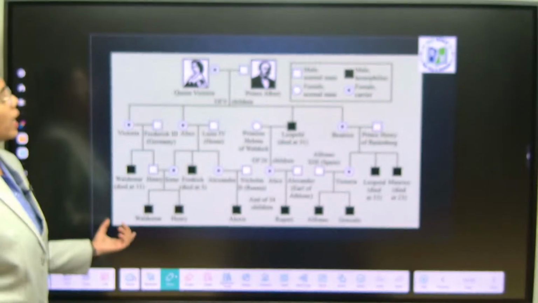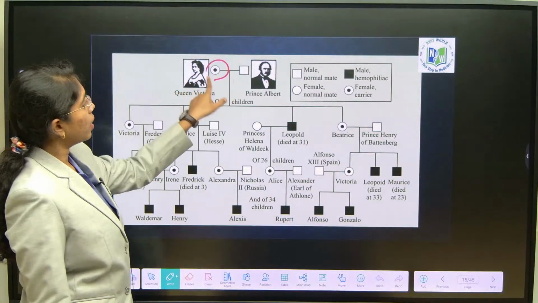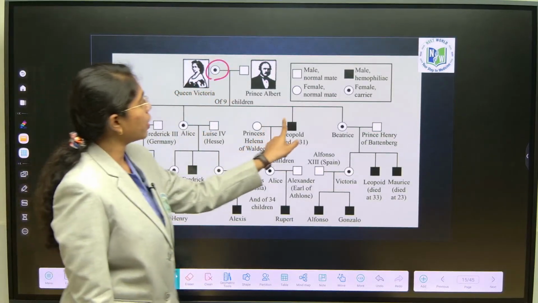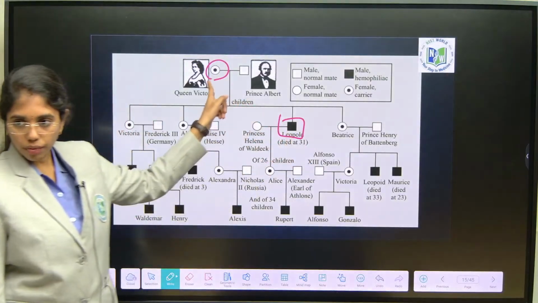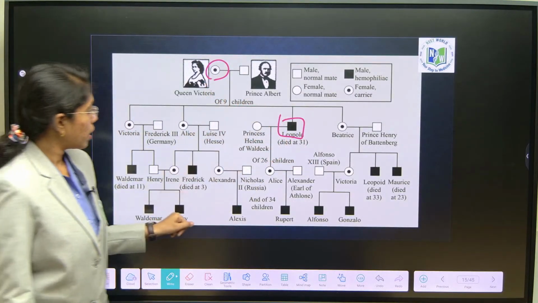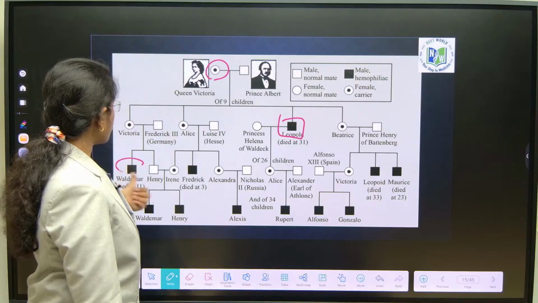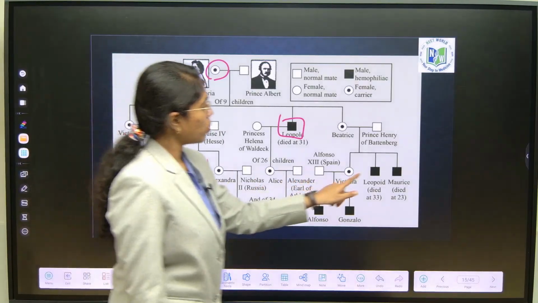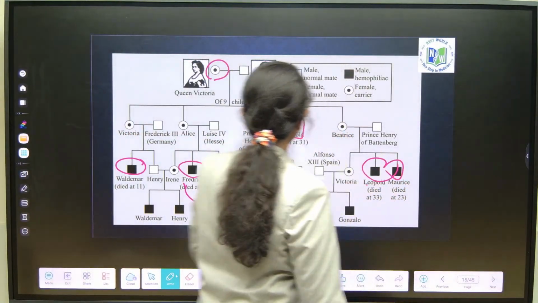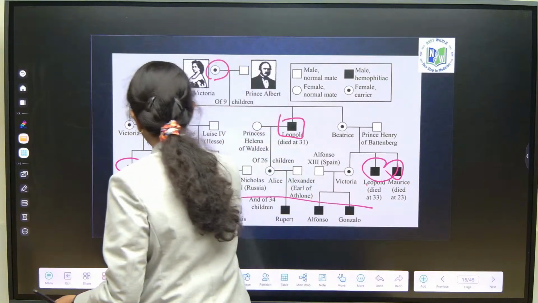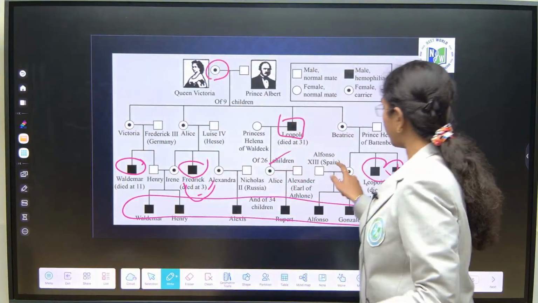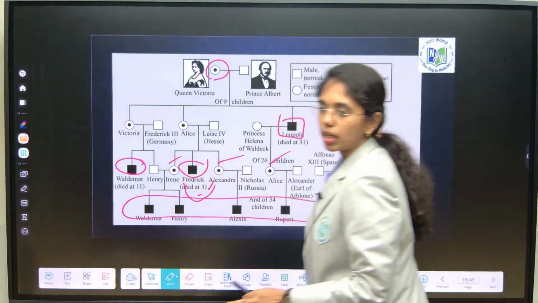So, this is the chart, if you can see, showing from a carrier female how the disease is transmitted. Here you can see one male got affected in this generation. Next, in the 3rd generation you can see again males who are affected. In the next generation also you can see affected males from carrier females in every generation. Fine, right?